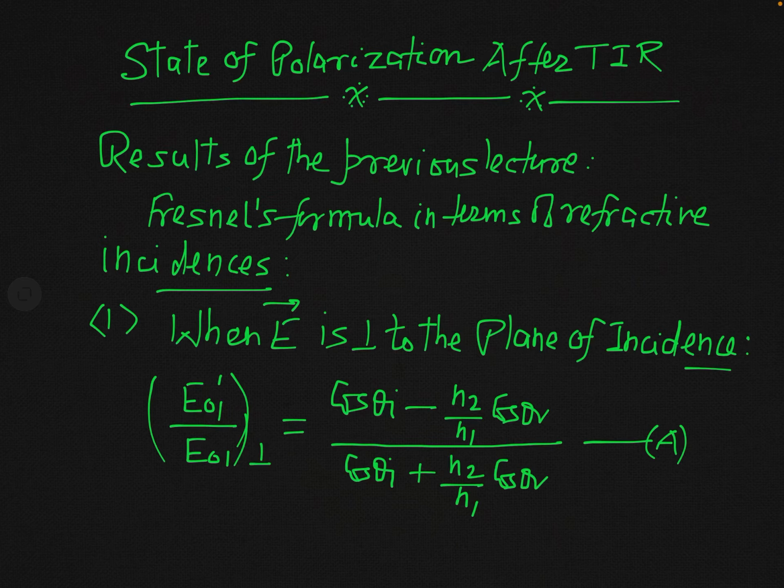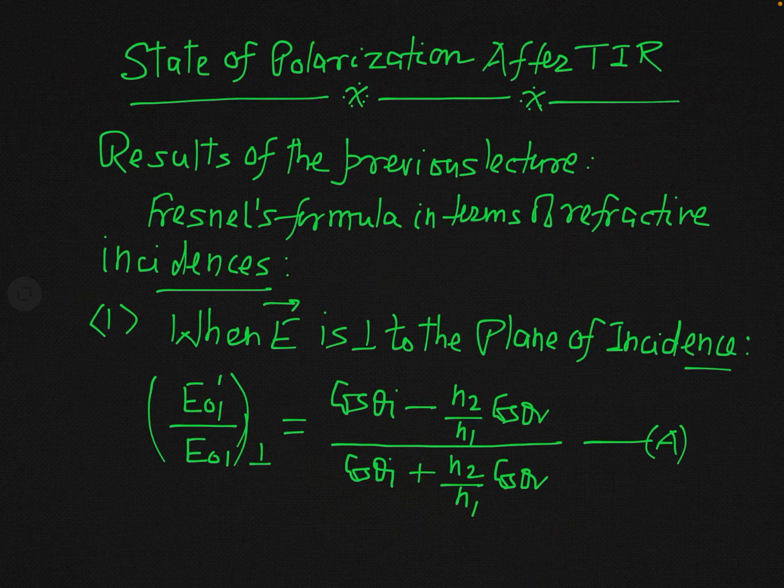Actually, after total internal reflection, the state of polarization of the plane polarized electromagnetic wave is changed. The reflected wave is found to be elliptically polarized, in a different polarization state. So in this lecture, we are going to discuss the state of polarization after total internal reflection. We will find that although the incident wave is plane polarized, the totally reflected wave is elliptically polarized. But how can we say that the totally reflected wave is elliptically polarized? Let us see in detail in this lecture.